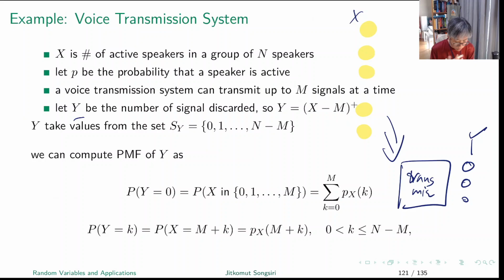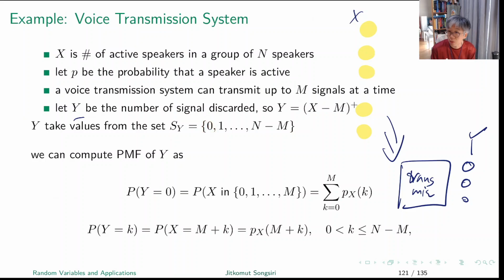So when we derive a certain random variable, the very first thing you should do is elaborate the sample space of that variable. So if we let Y be the number of signals discarded, Y can take the values 0, 1, ..., up to N minus M. Think about the first case.